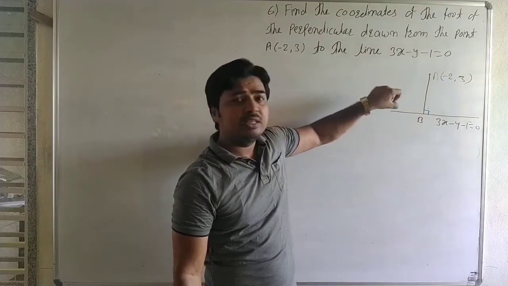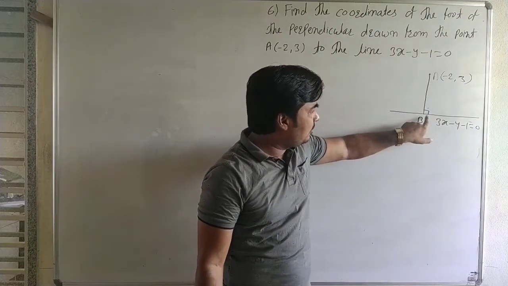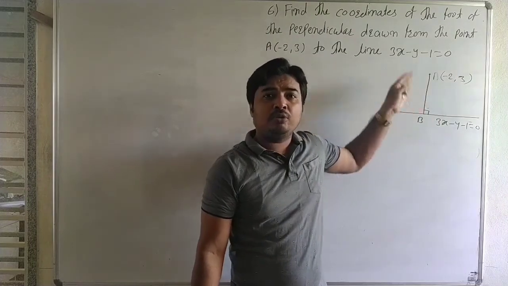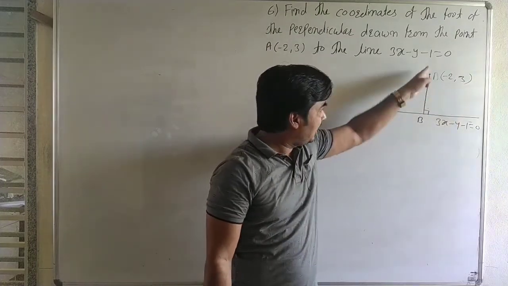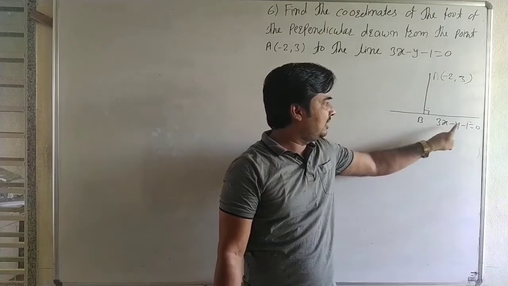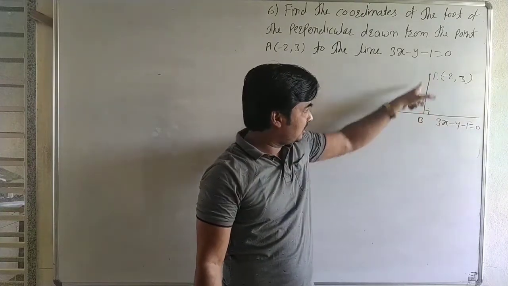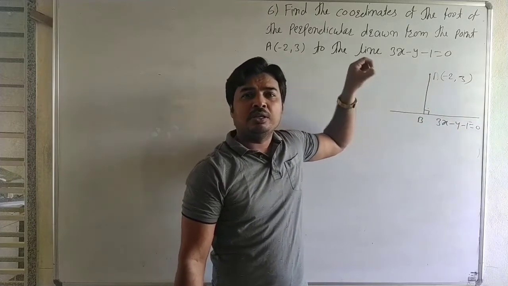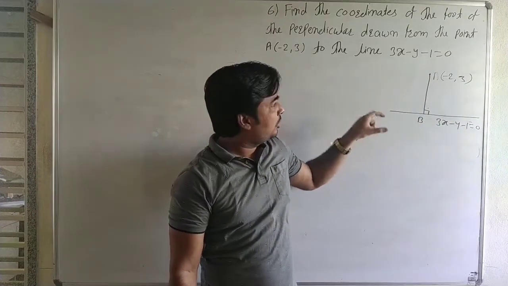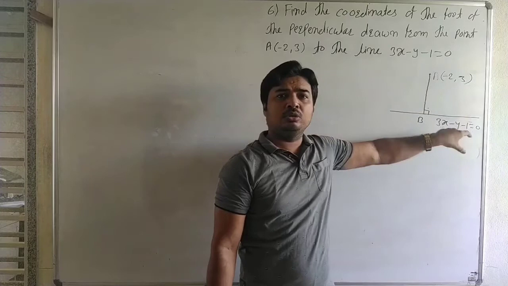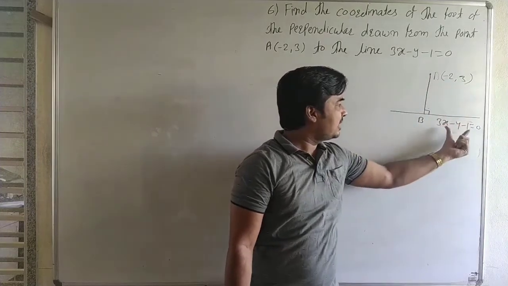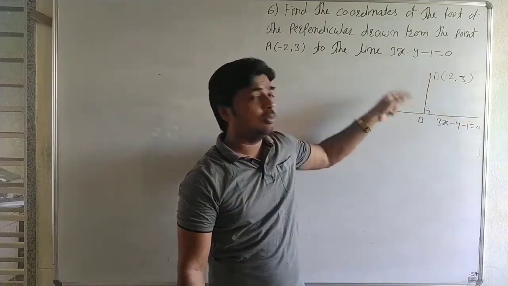See carefully, the foot of perpendicular B is the point of intersection of the line AB and the given line 3x minus y minus 1 equal to 0. So to find the point of intersection, we need the equations of both lines. The given line is known. Now we find the equation of line AB.